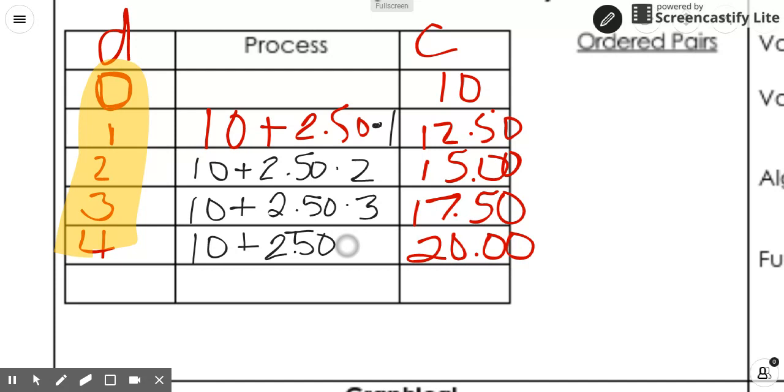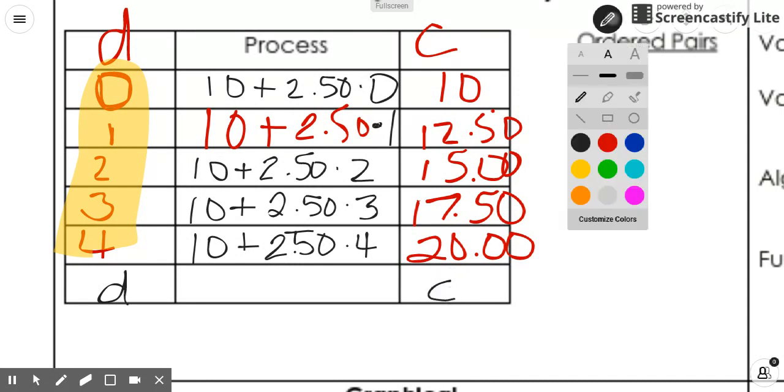And if we go the other way, this first one was actually 10 plus $2.50, but we didn't pay that at all. So it was times 0. Okay, so the last one is going to be D. Okay, and our cost is going to be C. And to get it, remember, this number over here has to be in our equation.